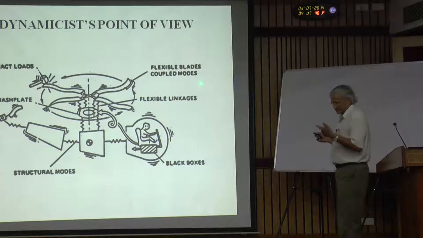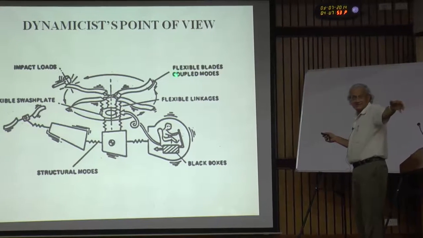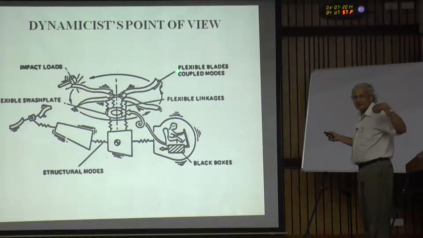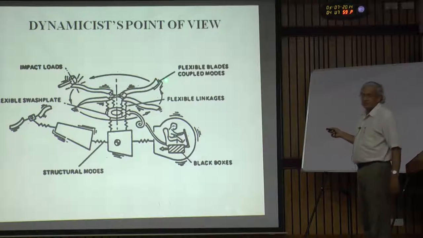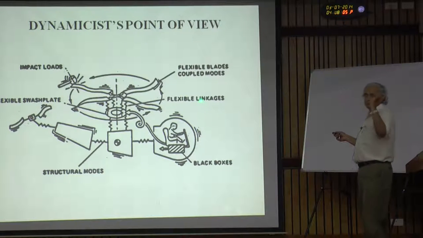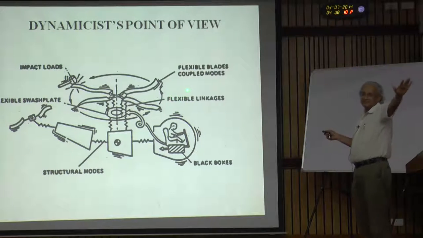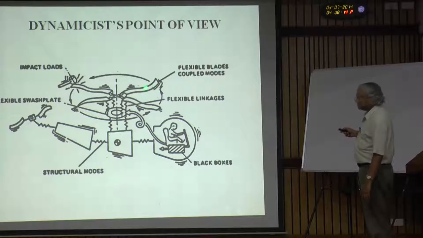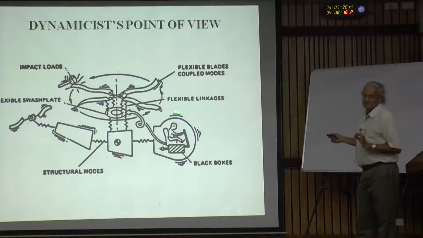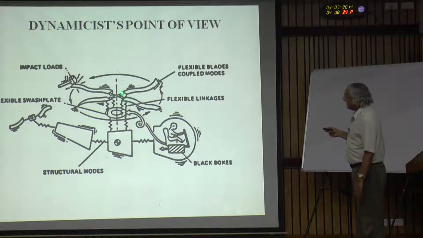Coupled in the sense that these blades can vibrate this way, they can vibrate this way, they can also twist, and there is the axial force. Because of rotation, you have a centrifugal load. So you have out of plane bending, out of plane of rotation, in plane bending, then torsion, then axial. So all of them will be there in one blade, and everything happens simultaneously. So you have to analyze it as a coupled blade, coupled mode analysis or something like that. Then they all get attached to the hub.